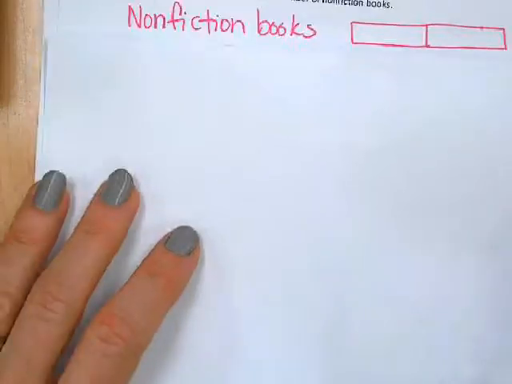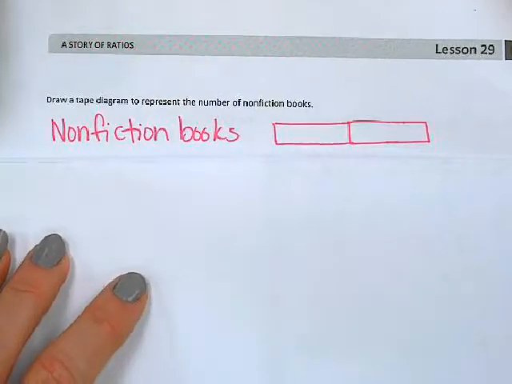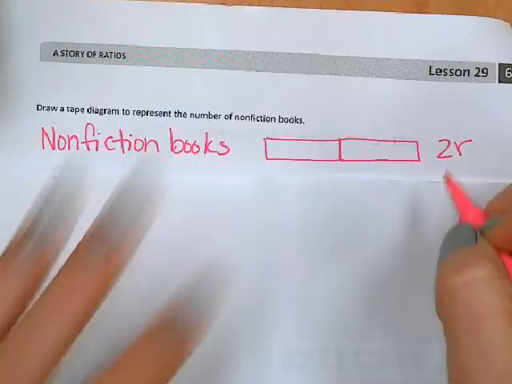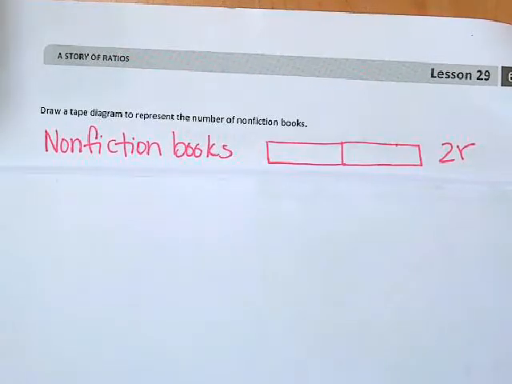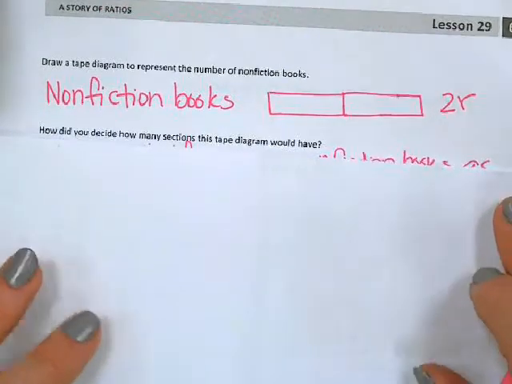And we see that for our nonfiction books, it's going to be 2 sections of the tape diagram, which is going to be 2R. Because it said in our story problem that the nonfiction books were half what the fiction books were. So if the fiction books were 4, then our nonfiction is going to be 2. Okay, so now what do we do to figure this out?